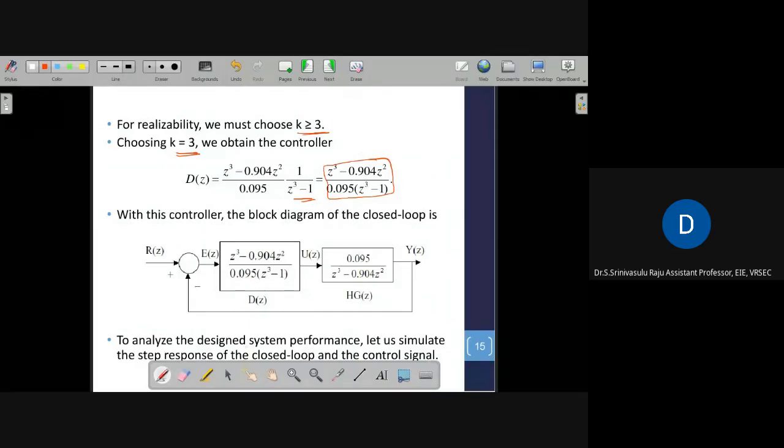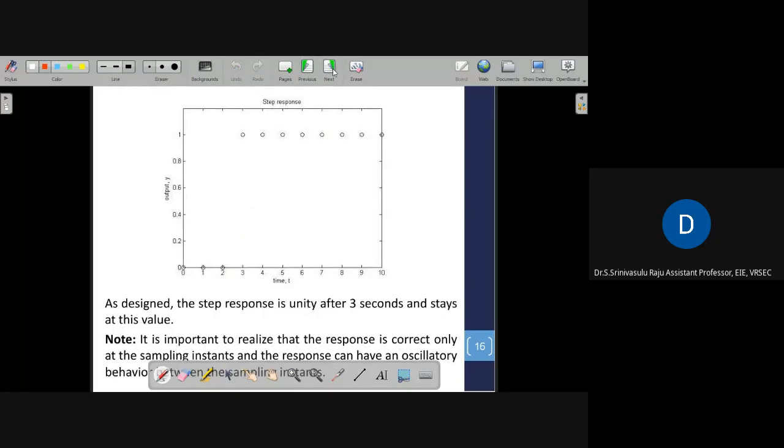Now I am implementing the control algorithm in the form of a closed loop structure. This is my control algorithm, D of Z, and this is G of Z. Once I have the structure like this, I need to write the program in MATLAB. To analyze the discrete designed system performance, let us simulate the step response of the given closed loop system. After applying in MATLAB, I arrive at the response like this. I will show the response also.